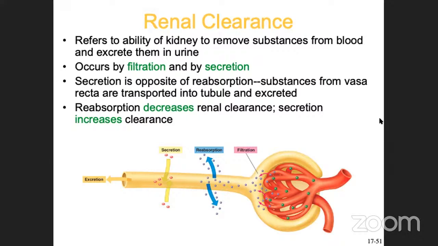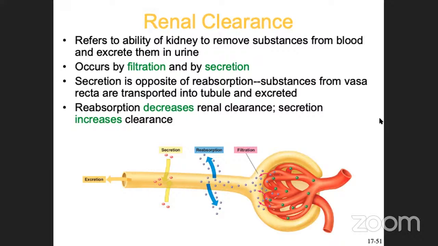This is in the case where your own vasopressin is not working well, or you have hormonal imbalances, or maybe a brain problem at the hypothalamic area. Renal clearance refers to the ability of the kidney to remove substances from blood and excrete them in urine. It occurs by filtration and by secretion. Secretion is the opposite of reabsorption. Substances from the vasa recta are transported back into the tubule and then excreted into the ureter. Reabsorption decreases renal clearance. Secretion increases the clearance.